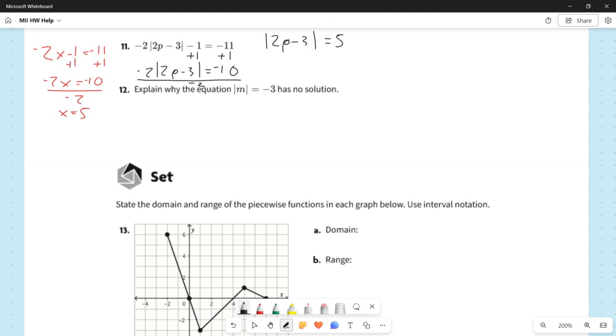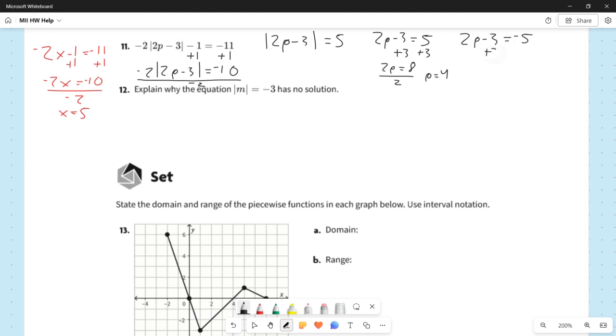Now that I've isolated the absolute value on one side of my equation, I can account for the two possibilities here. Either 2p minus 3 gives us 5, or 2p minus 3 gives us negative 5. Because again, in both of those cases, the absolute value of that thing is positive 5. The first equation, I'm going to add 3 and add 3. So I get 2p equals 5 plus 3 is 8. Divide by 2. That gives me p is 8 divided by 2, which is 4.